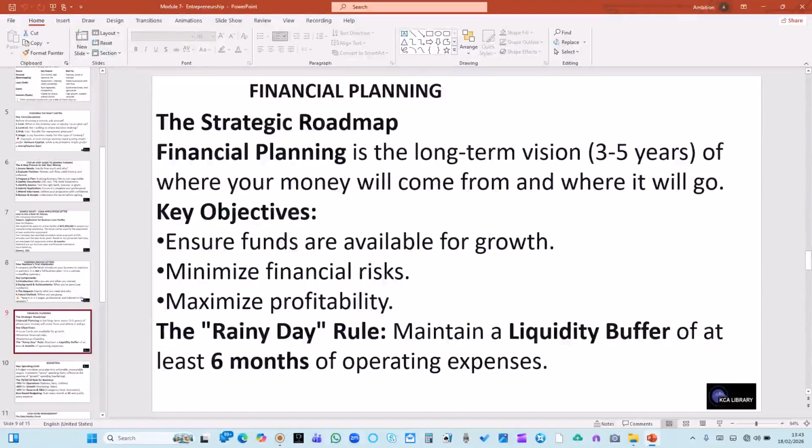The key objectives of financial planning include: one, it ensures funds are available for growth; number two, it minimizes financial risk; number three, it maximizes profitability.